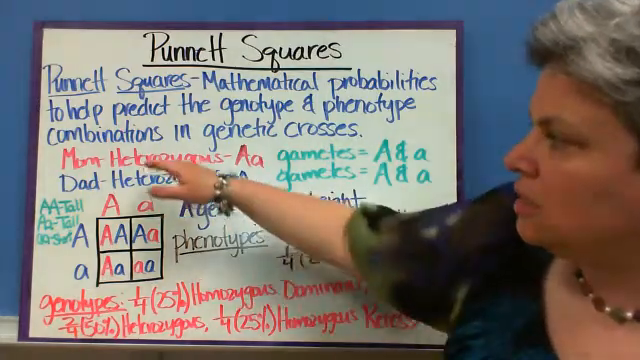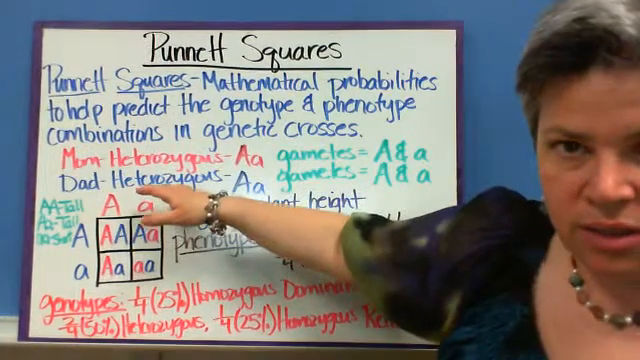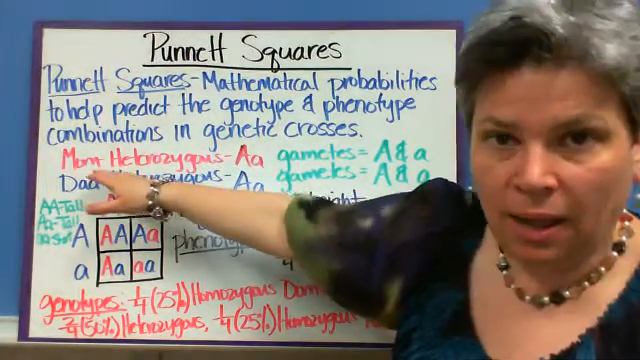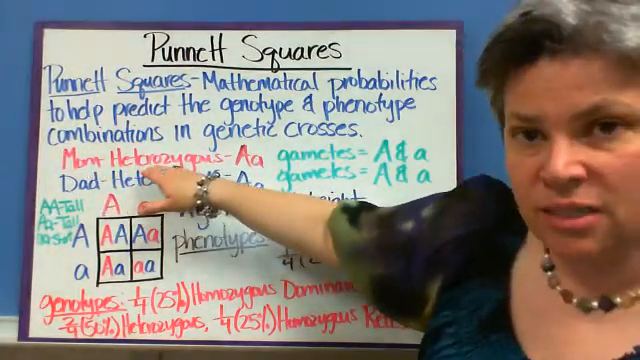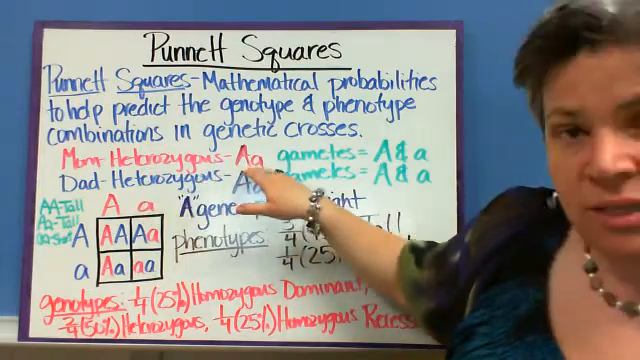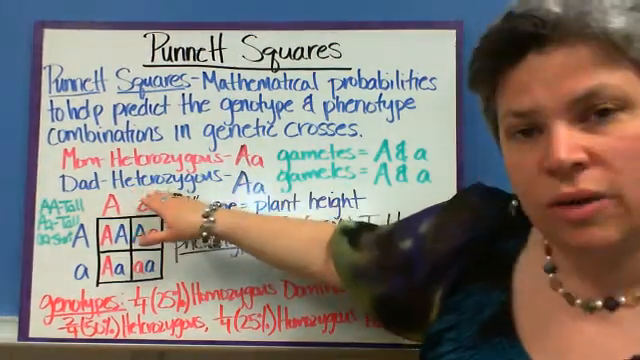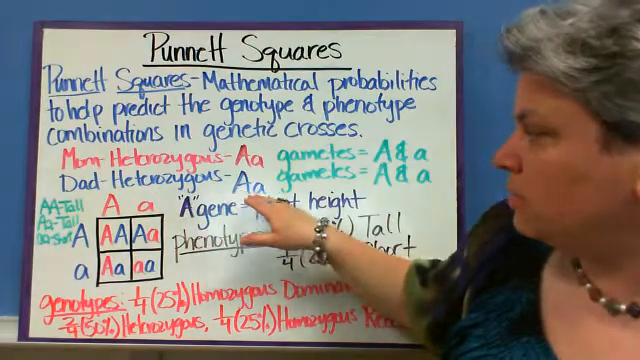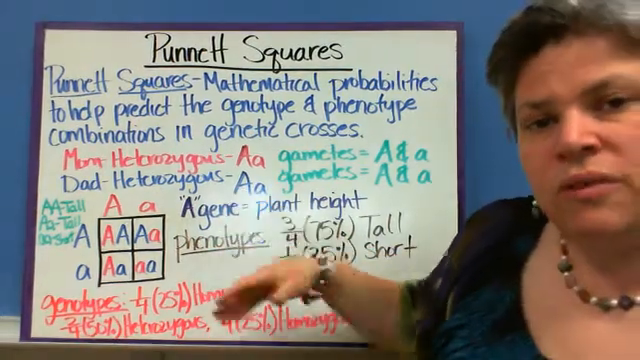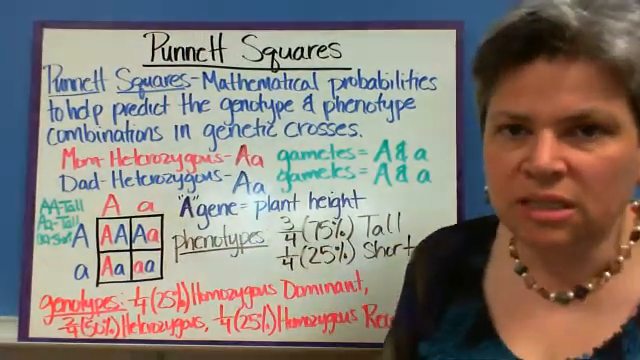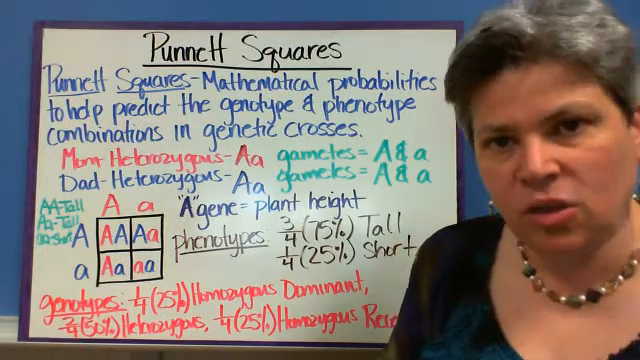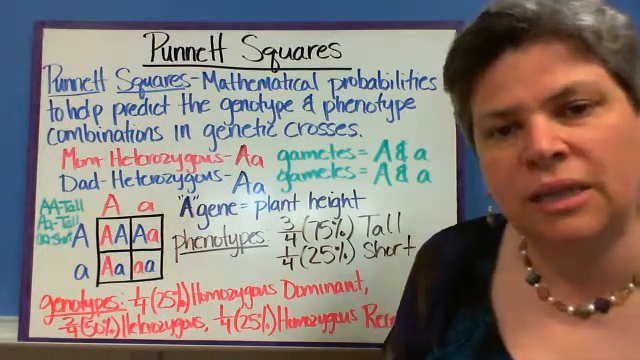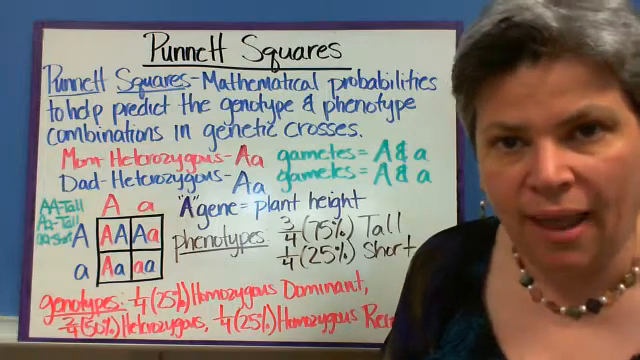The first thing we need to do is look at both parents. So what I'm going to have is my mom is going to be heterozygous. Remember, that means that they're different. My dad is also going to be heterozygous, meaning that they're different. So the first thing I need to do is separate what my parents are, so I know what possibilities the gametes, or sperm and egg, could have.